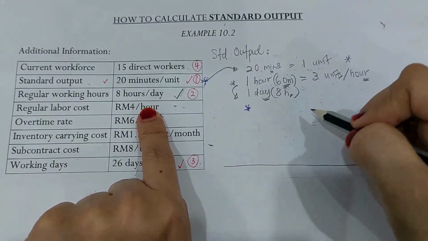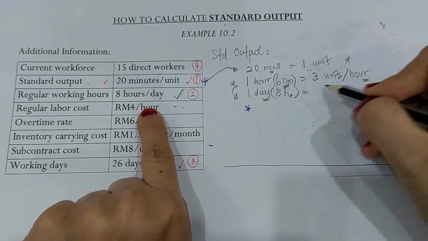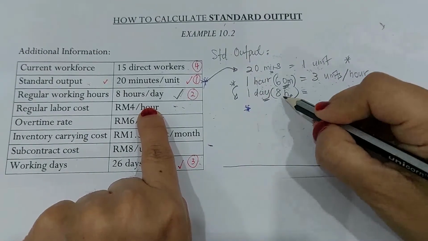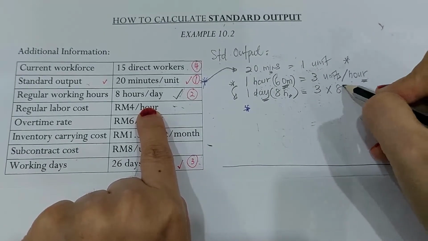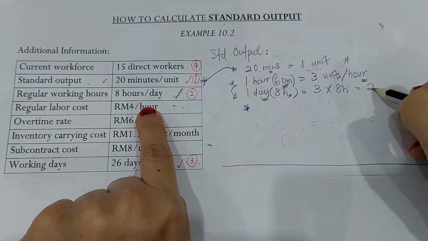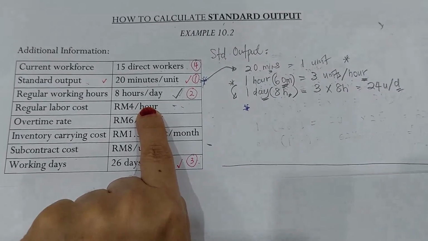So for these 8 hours, you cannot assume. You have to search in the additional information. So if 3 units can be produced in 1 hour, what about 8 hours? That is 1 day. 3 units times 8 hours. So in 1 day, the company is able to produce 24 units. This is per day basis.